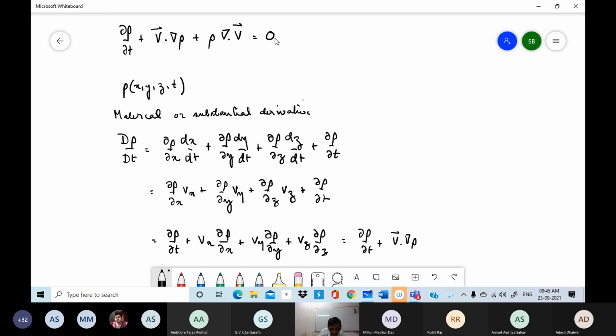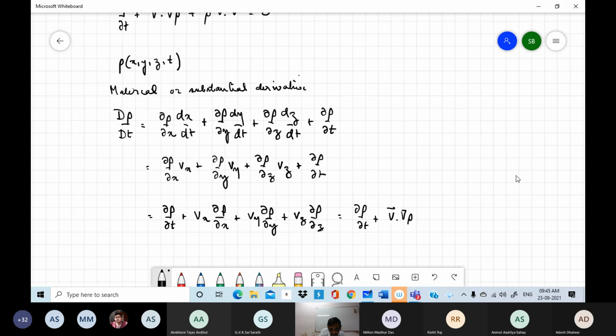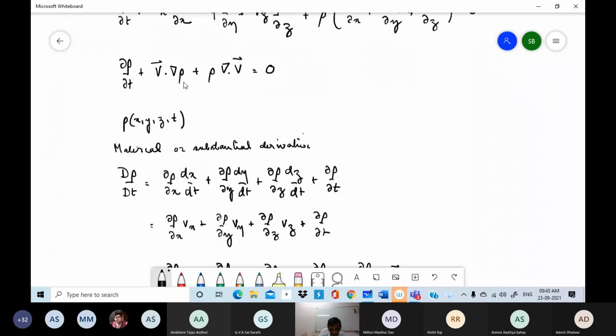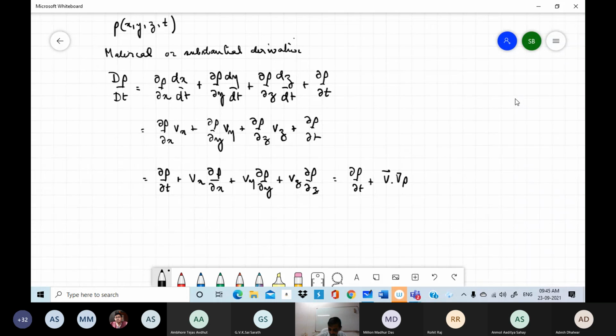So now if I look at the continuity equation in this form, these two terms together represent the material derivative of rho. So I can write this as d rho by dt plus rho del dot v equal to 0.